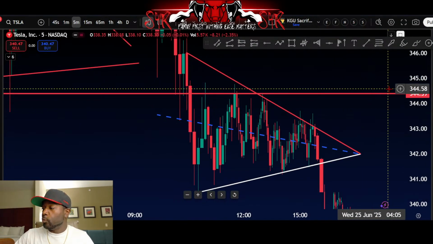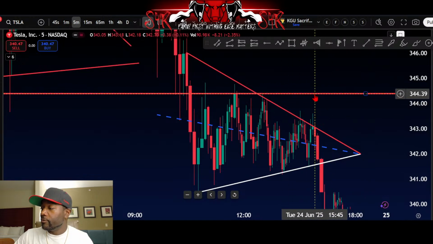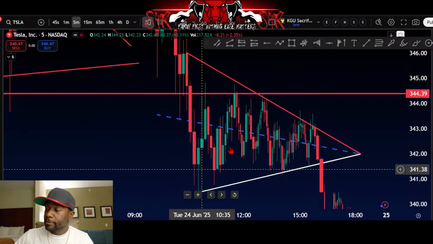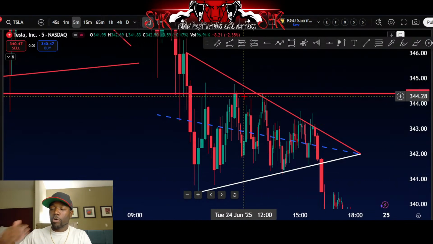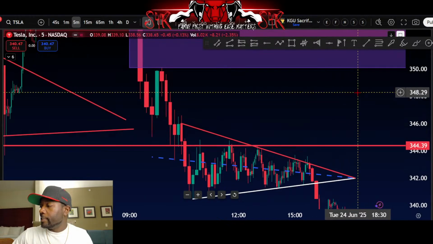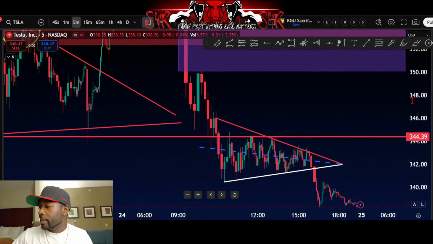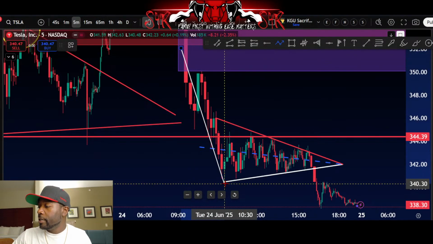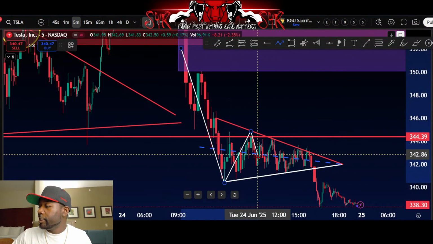Now, a couple of things. One, this was a key level of support at 344.39. So once we fell below this, I was already more confident that we were going to fall down even further. However, when you have a symmetrical triangle after a sell-off or run-up, whatever, it is typically a sign of a continuation.